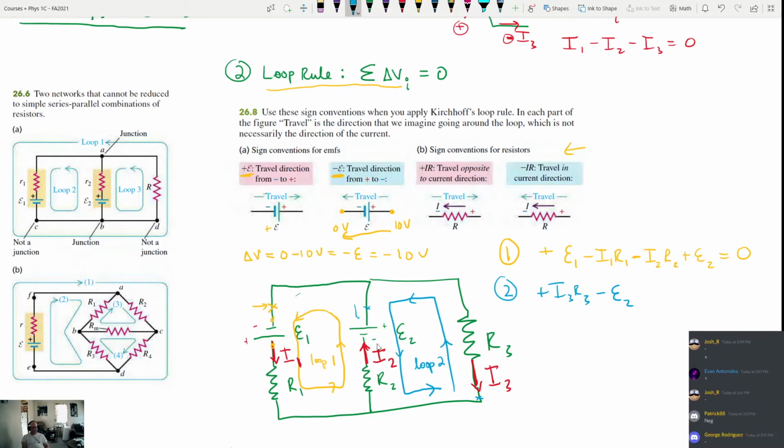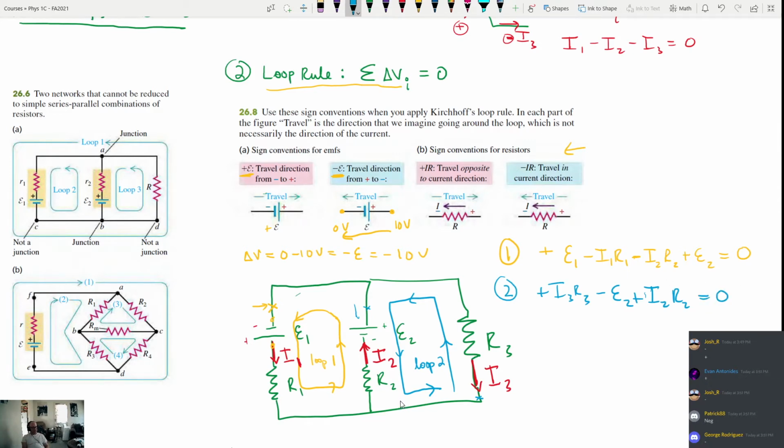And then finally, I have I2, R2 here. Is it going to be plus or minus? It's going to be plus because we're going opposite the direction of the current. See, the loop is down, but the current is up. And that's all equal to 0.